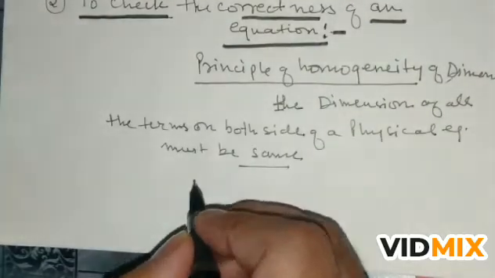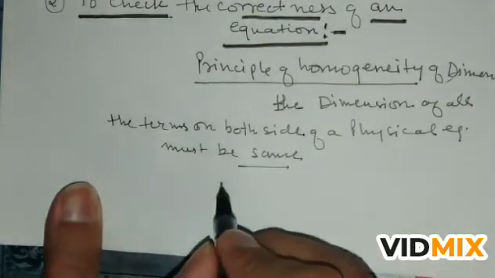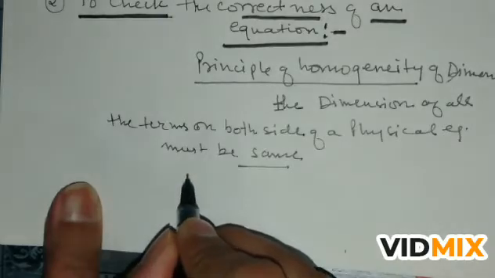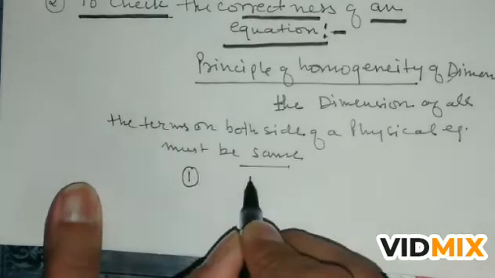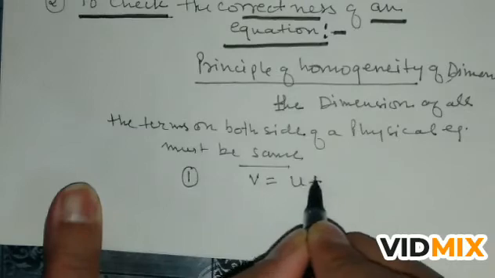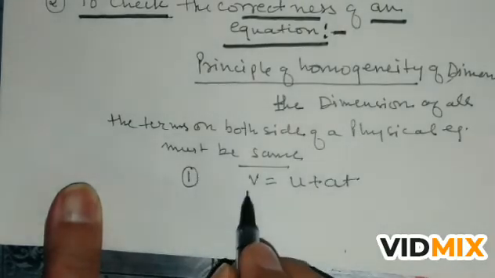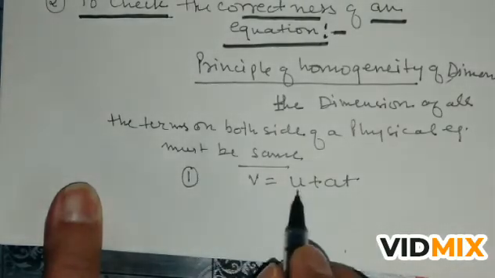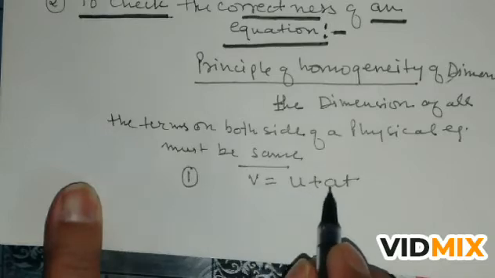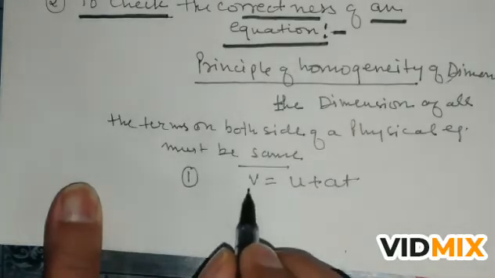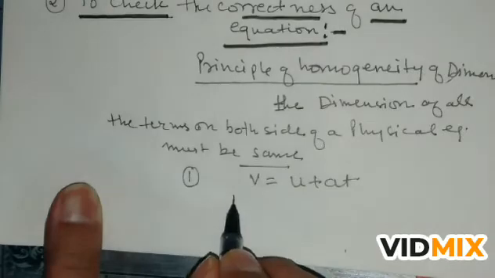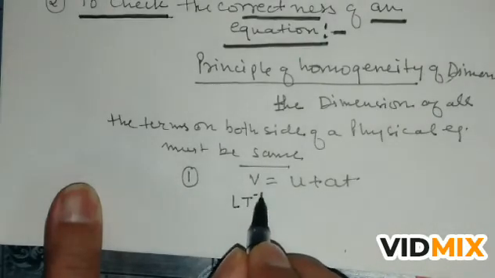Suppose I write an equation you learned in class 9th, the first equation of motion: v is equal to u plus at. Now what is v? V is final velocity, u is initial velocity, a is acceleration, and t is time. Now the dimension of velocity is L T to the power minus 1.